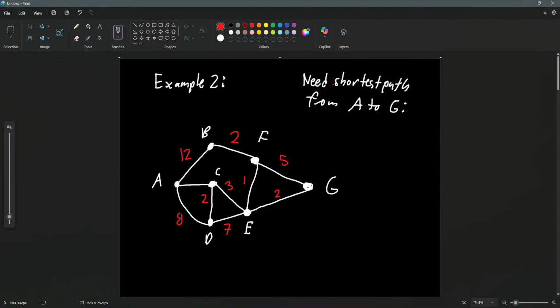Alrighty, so this is going to be the second example of Dijkstra's algorithm we're going to do, and here we have the setup. We want the shortest path from A to G, and this is the graph we're going to be working on. So, like before, we want to go from A to G, so we're going to mark the vertex we want to finish on, which is G.